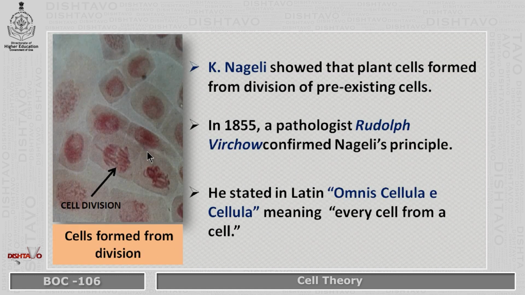Later, K. Nageli showed that plant cells formed from divisions of pre-existing cells. Then, in 1855, pathologist Rudolf Virchow confirmed Nageli's principle, and he stated it in Latin that every cell is from a cell. That is, omnis cellula e cellula.